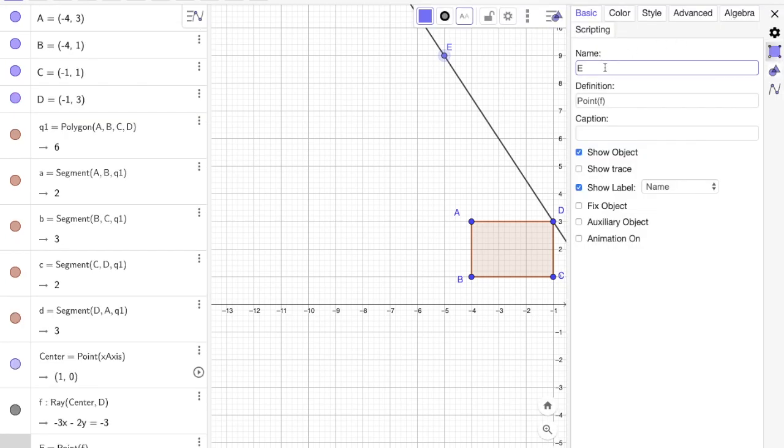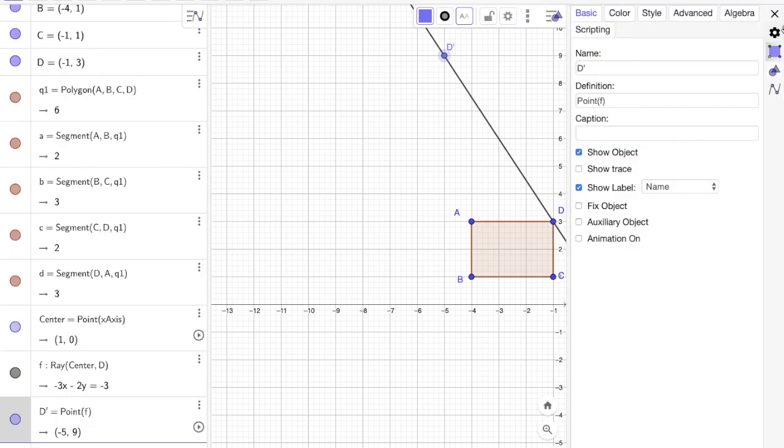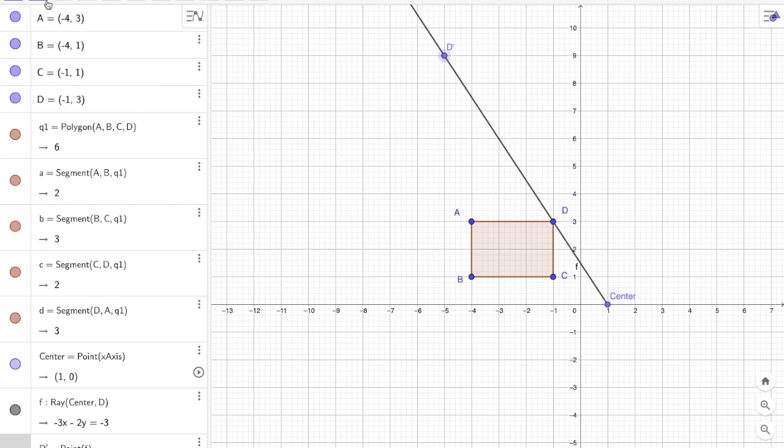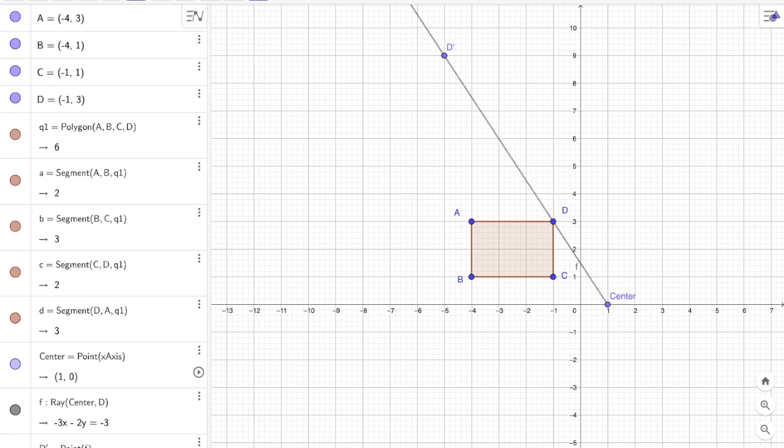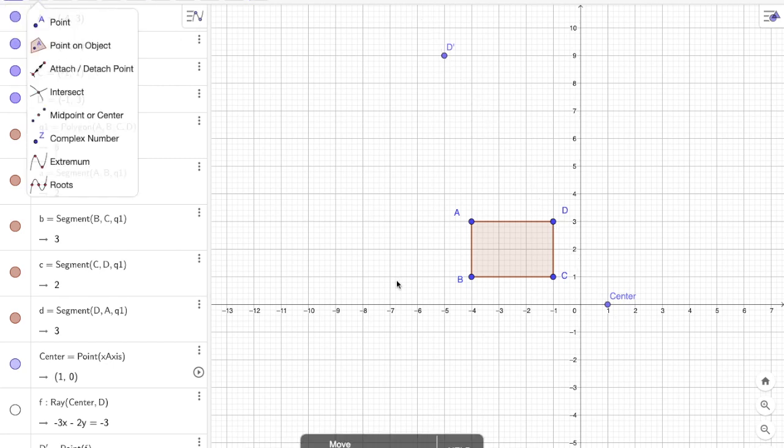Trying to remember. Oh, there it is. Okay, so let's name this D prime. So that's where D prime is going to be. And I'm going to go ahead and hide this line so that it doesn't get too clunky. Okay, so next let's go ahead and find where C prime is going to be.